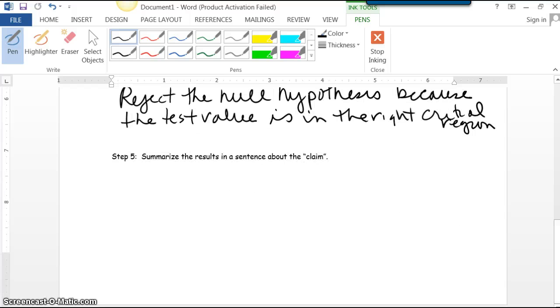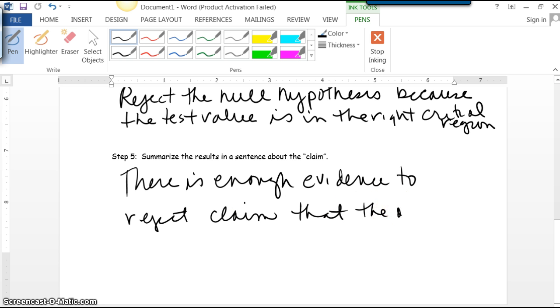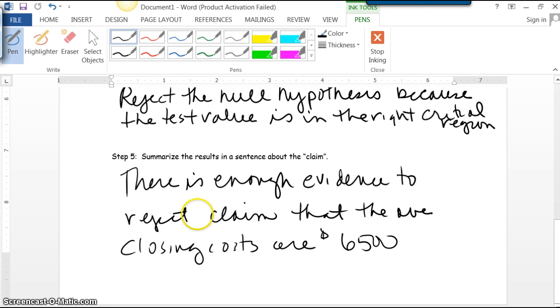So down in this last step, you say there is enough evidence to reject this real estate person's claim that the average closing costs are $6,500. We can reject her claim because we rejected the null and the null was the claim.